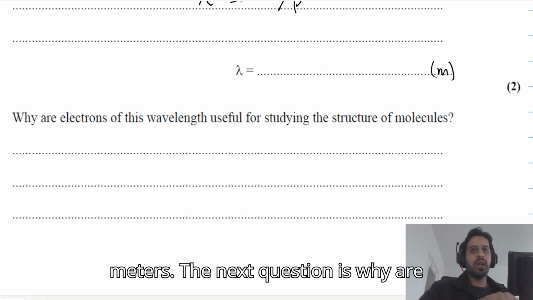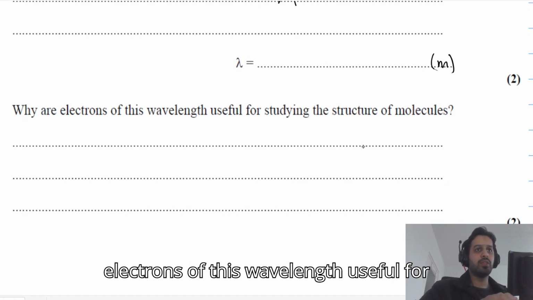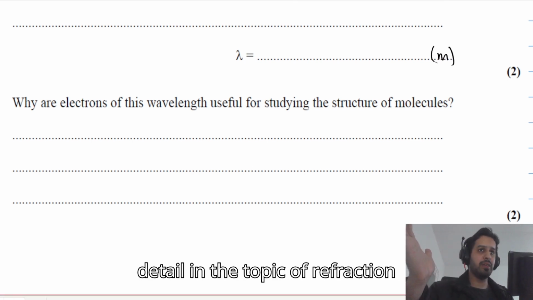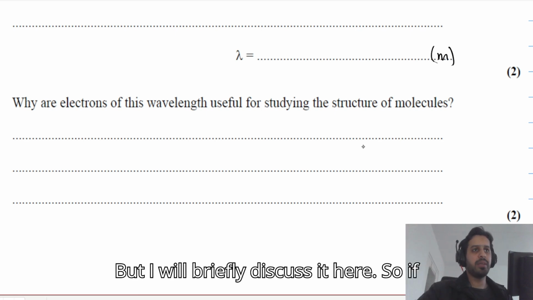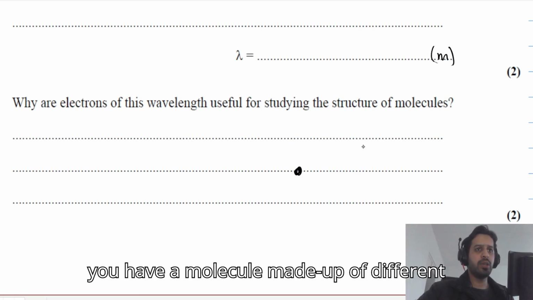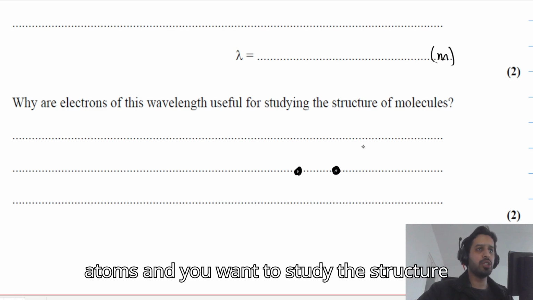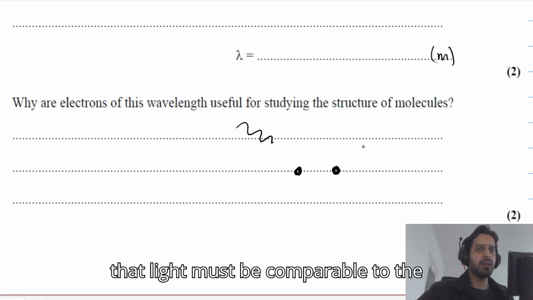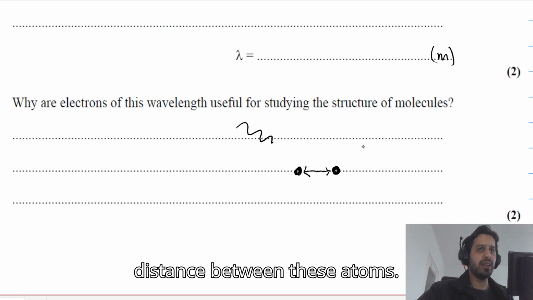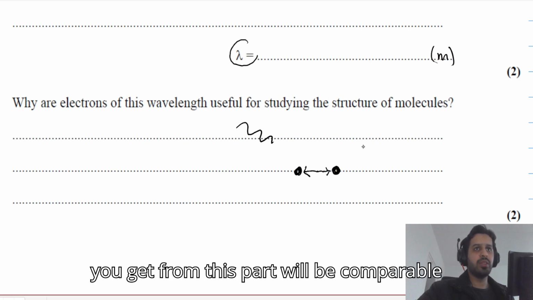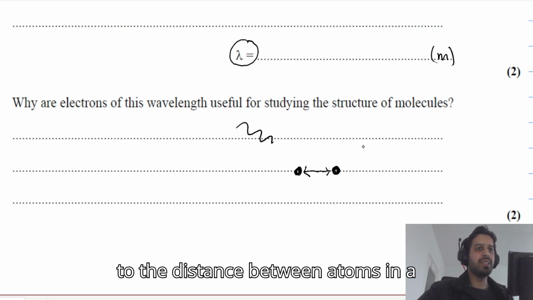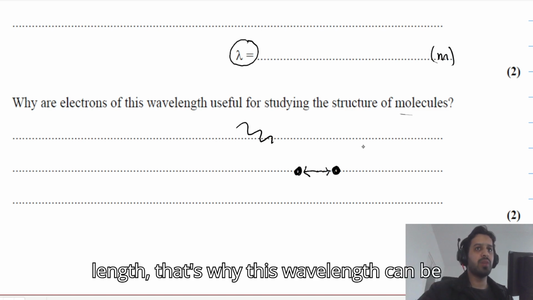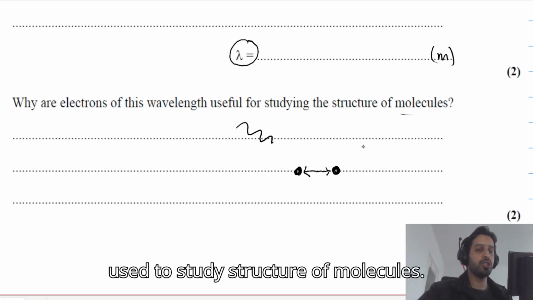The next question is, why are electrons of this wavelength useful for studying the structure of molecules? We have talked about this concept in detail in the topic of refraction and diffraction, but I will briefly discuss it here. If you have a molecule made up of different atoms and you want to study its structure, then the wavelength of the light that you're using must be comparable to the distance between these atoms. You will see that the wavelength you get from this part is comparable to the distance between atoms in a molecule. Because it is of the same length, this wavelength can be used to study the structure of molecules.